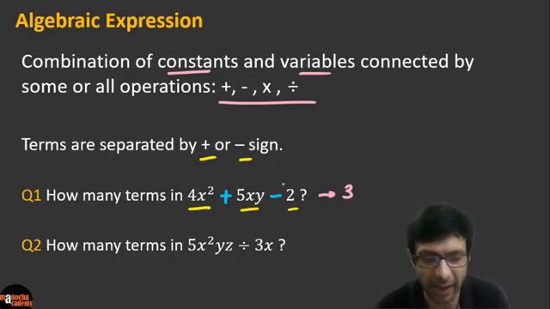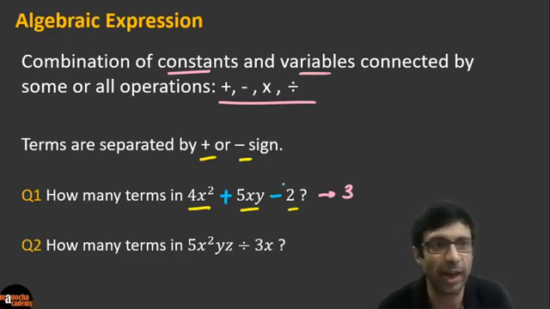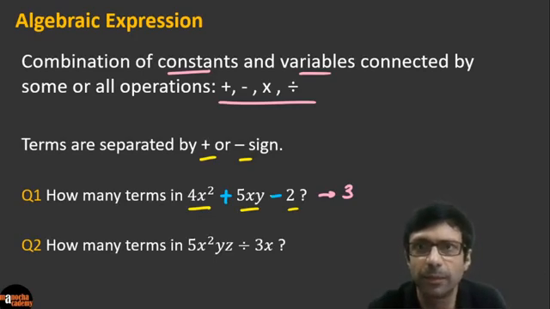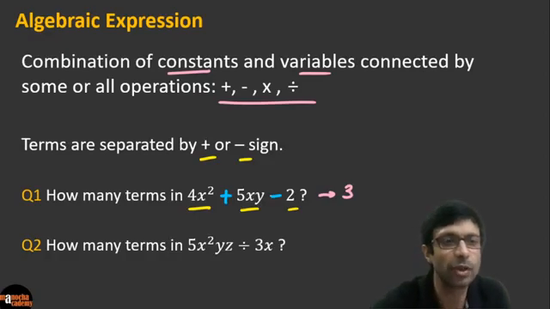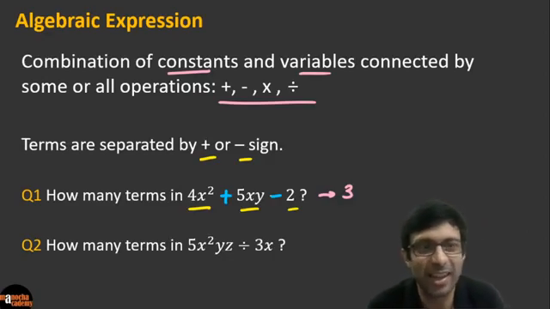Okay. Excellent, guys. So now in the second question, can you tell me how many terms are there in 5x squared yz divided by 3x? So how many terms, guys, do you see in this? Okay, some of you are saying 1, some of you are saying 2. Okay, 1 term, 2 terms, guys, decide. What do you think is the answer here?